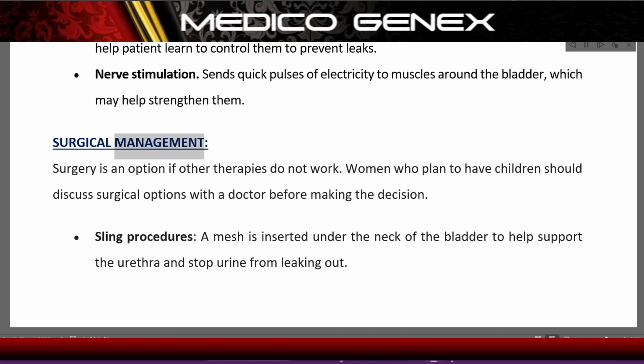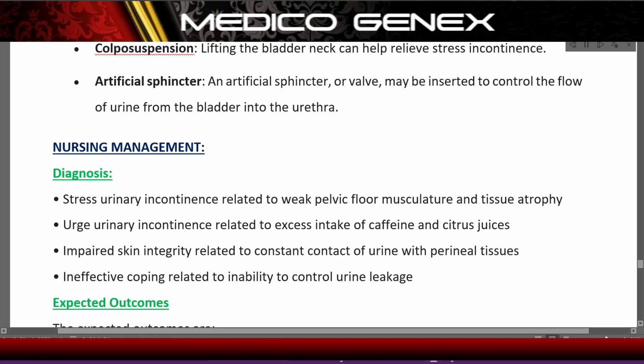Surgical management. Surgery is an option if other therapies do not work. Women who plan to have children should discuss surgical options with the doctor before making the decision. Sling procedures. A mesh is inserted under the neck of the bladder to help support the urethra and stop urine from leaking out. Colpo suspension. Lifting the bladder neck can help relieve stress incontinence.